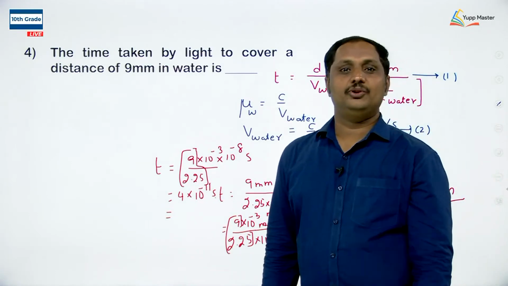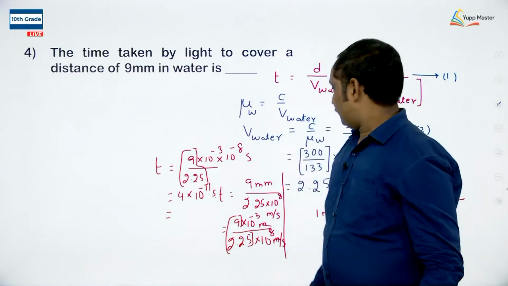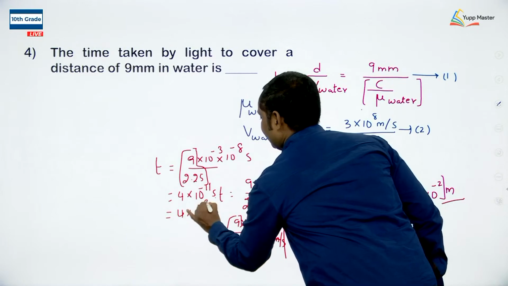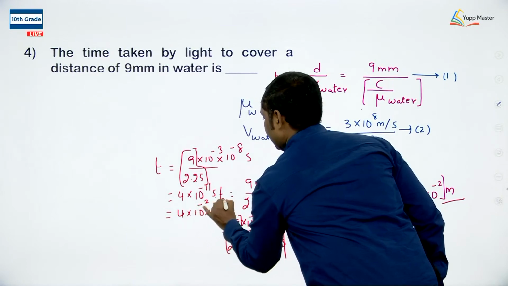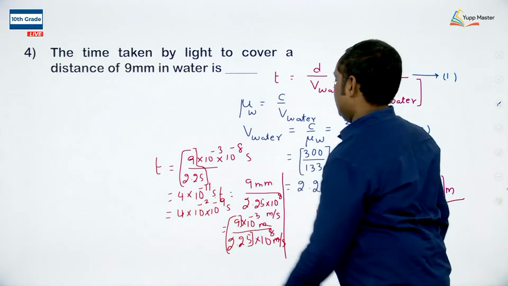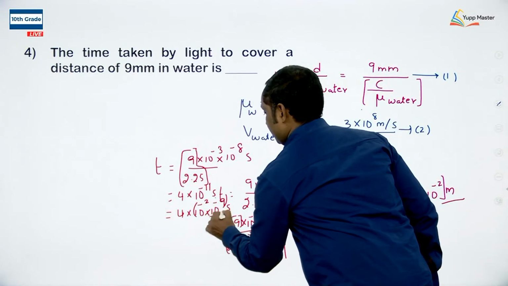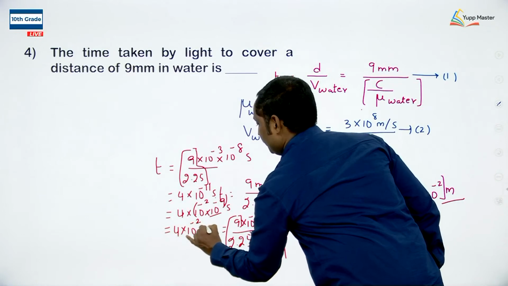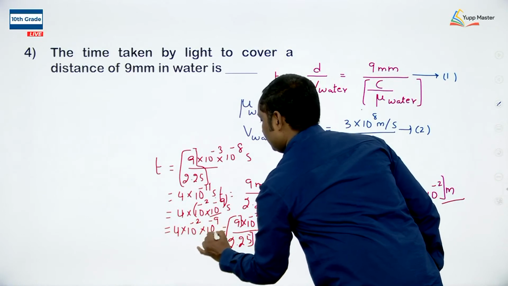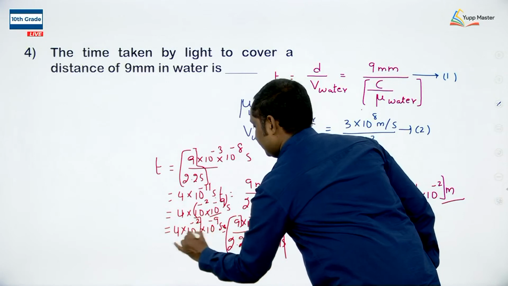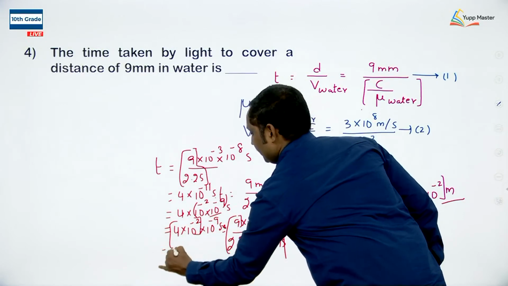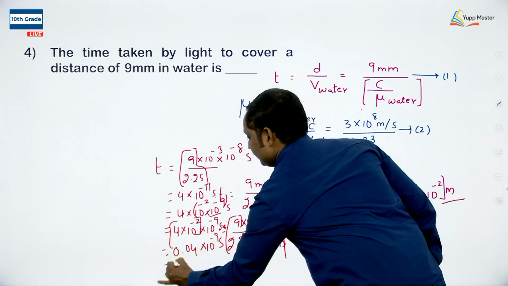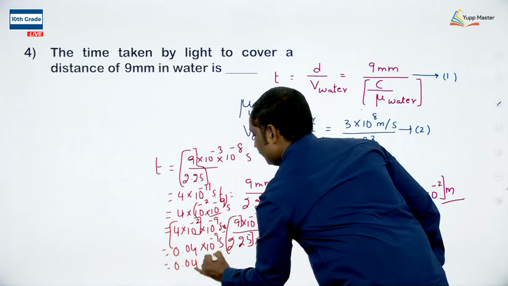1 nanosecond is equal to 10 power minus 9 seconds. So, you will take 4 into 10 to the power of minus 2 into 10 to the power of minus 9 seconds. Suppose you take that as 0.04 into 10 power minus 9 seconds, that is 0.04 nanoseconds.